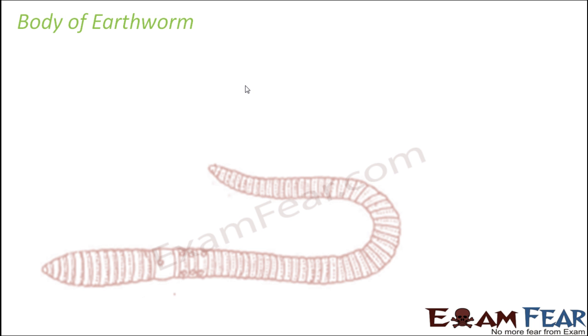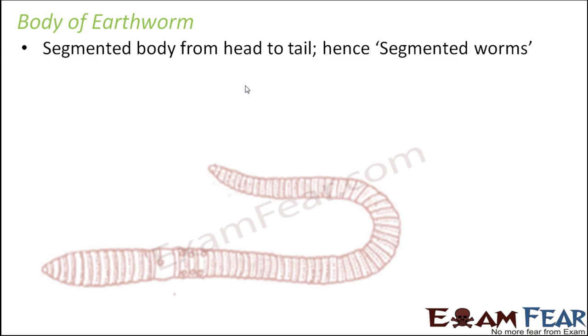Now, when you look at the body of an earthworm, the body is segmented from head to tail. From the starting till the end, you can see that the body is divided into segments like this. This is segment 1, 2, 3, 4. So each of these is a segment. This is one segment, this is another segment, this is the third segment, and so on. The entire body is divided into segments. That is why this type of worms are also known as segmented worms.